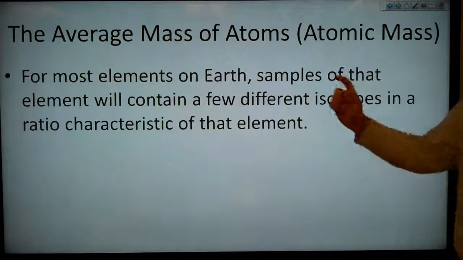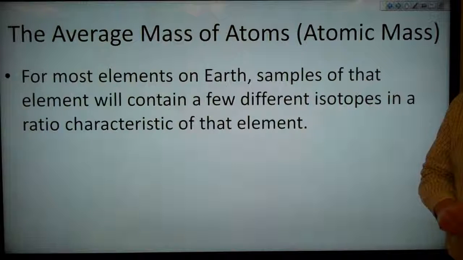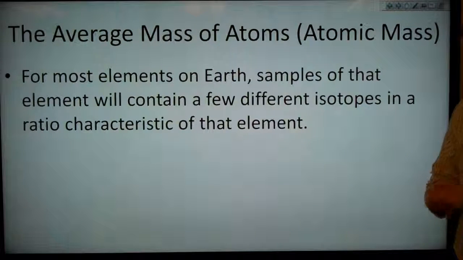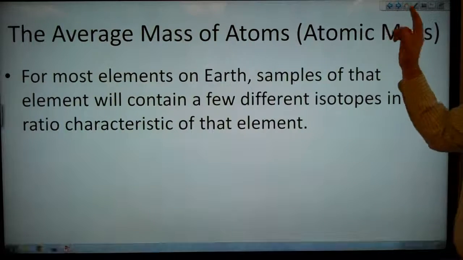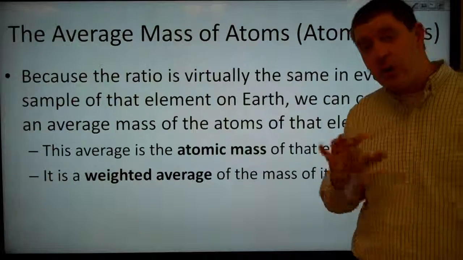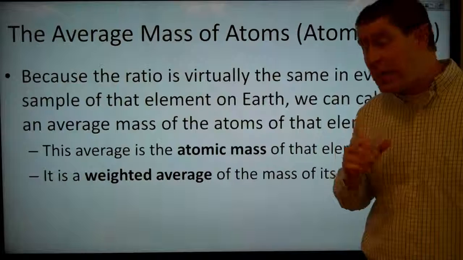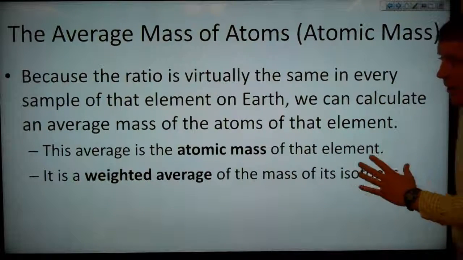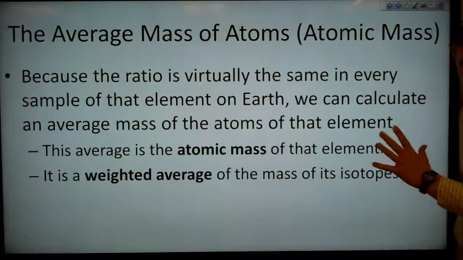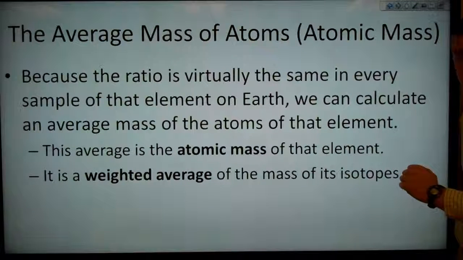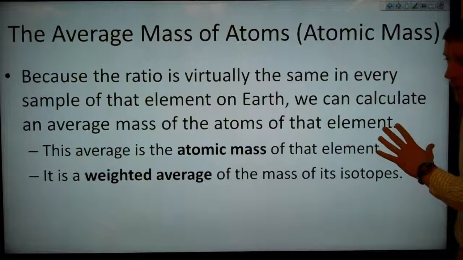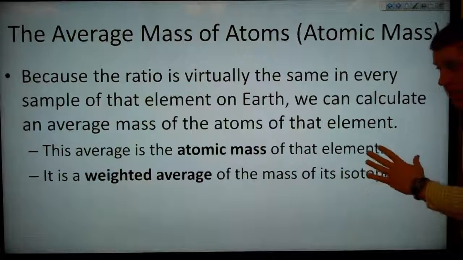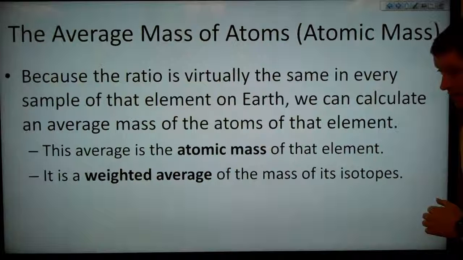For most elements on Earth, samples of that element will contain a few different isotopes in some ratio characteristic of that element, and perhaps characteristic of where on Earth you found that sample of the element. Because the ratio is virtually the same in every sample of that element on Earth, again, there are a few cases where the ratio changes, we can calculate an average mass of the atoms of that element. And this average is what we call the atomic mass of that element.